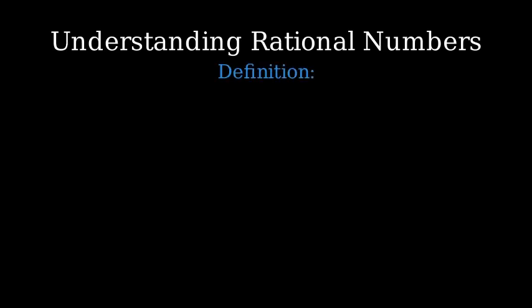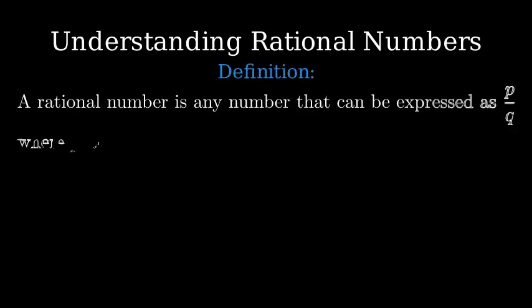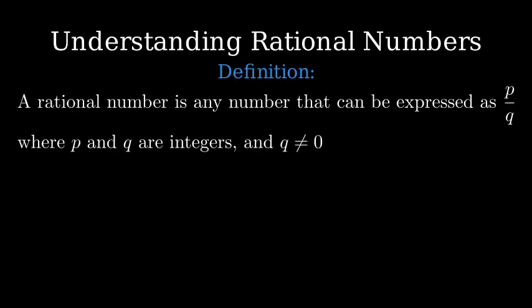So, what exactly is a rational number? A rational number is any number that can be expressed as a fraction p over q, where p and q are integers, and q is not equal to 0.